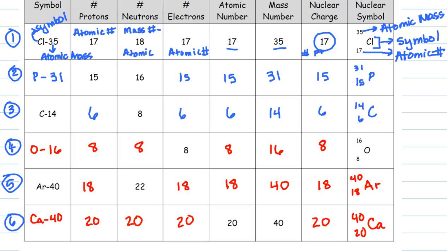Now, I want to make a few notes about this. If you look at number 5 and 6, you'll notice that argon and calcium in these cases have the same atomic mass. This is possible. Two elements can have the same atomic mass, but two elements cannot ever have the same atomic number. So they can have the same atomic mass, which is the decimal number on the periodic table, but they can't have the same atomic number, which is the whole number on the periodic table.